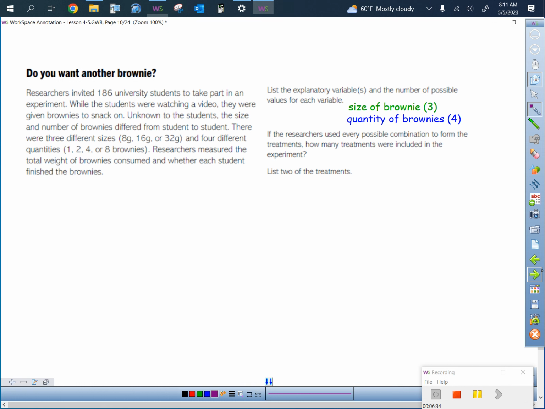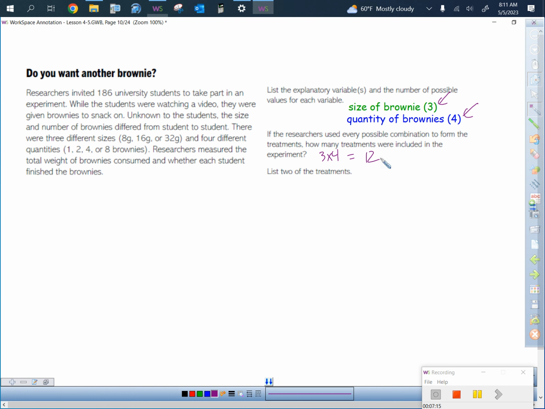And then this is a little preview into our statistics part. If there are 3 different sizes of brownies and 4 different quantities of brownies, it asks how many different combinations there could possibly be that they could give out. You multiply those together. What's 3 times 4, baby? There's 12 different treatments. Those are the treatments. That's how they treated them.